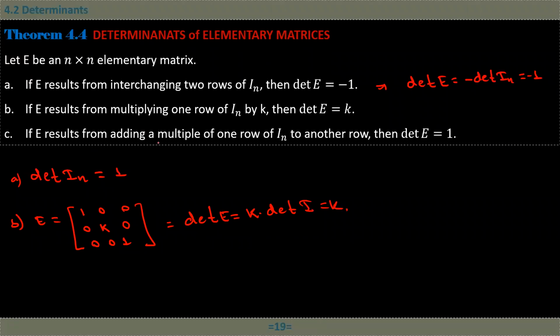And if E results from adding a multiple of 1 row of I_n to another row, then the determinant of E is equal to 1. It's just the last property of determinants.